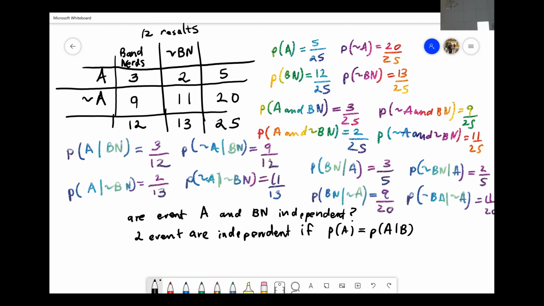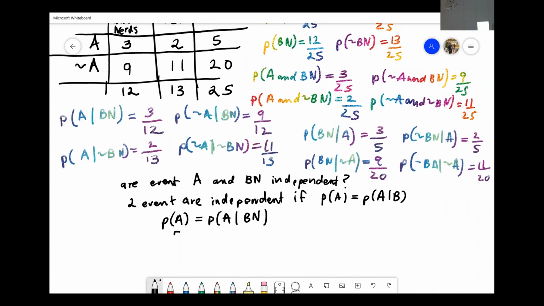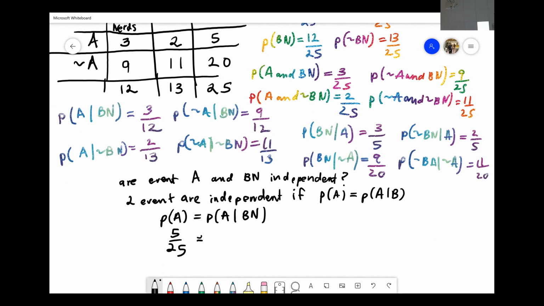Is the probability of A equal to the probability of A given band nerd? The probability of A by itself is 5 out of 25. And what's the probability of A given band nerd? Three out of 12. Are they the same? Therefore, band nerd had an effect on A. Therefore, these are dependent.